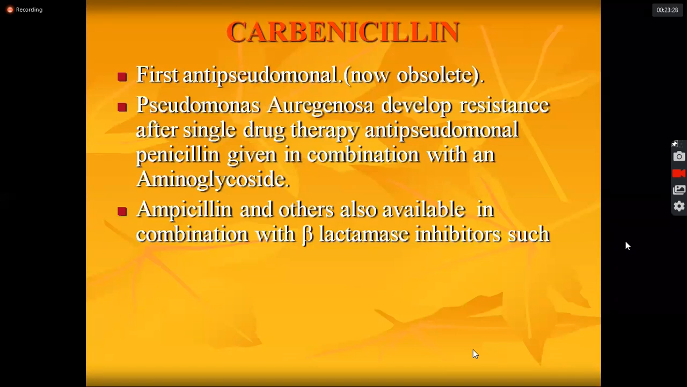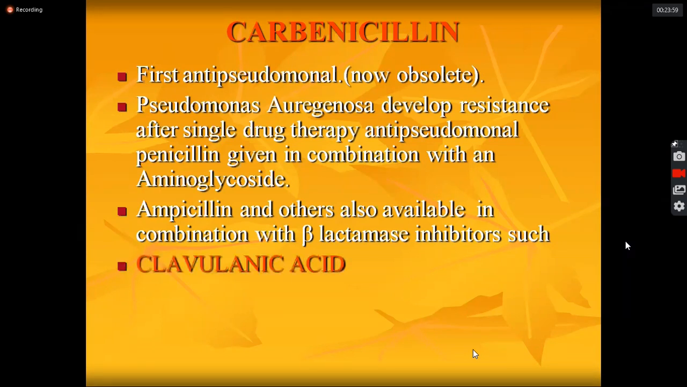Now, Pseudomonas aeruginosa poses a problem because if you give a solo therapy, it becomes resistant. Even after only one administration, it becomes resistant. The first anti-pseudomonal drug that was used against Pseudomonas aeruginosa was carbenicillin, but because of the side effects and development of resistance, no more use. Other drugs that are used are ticarcillin and piperacillin, and they are used in combination. Ampicillin is used in combination with beta-lactamase inhibitors, for example, clavulanic acid, tazobactam, and sulbactam.